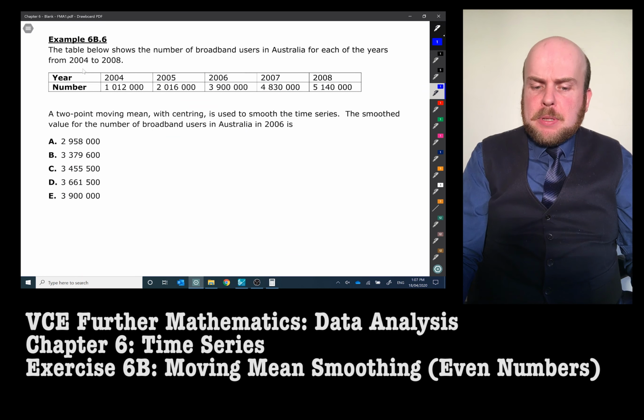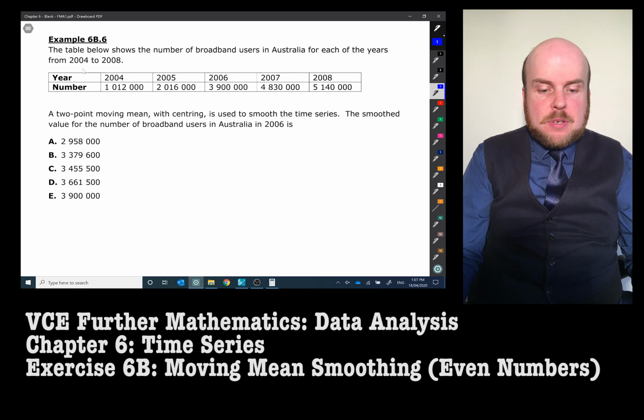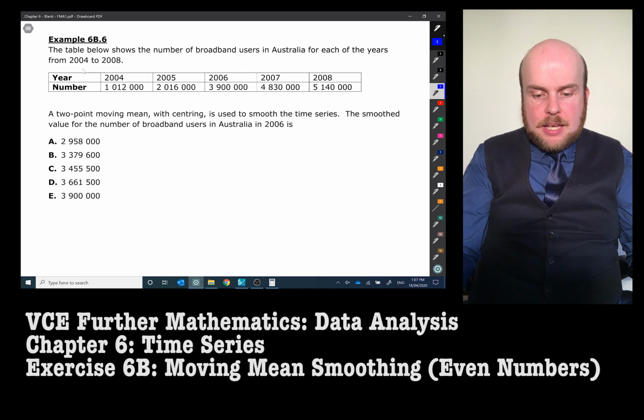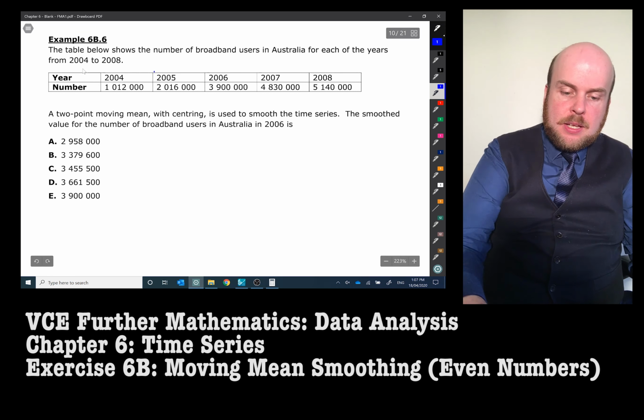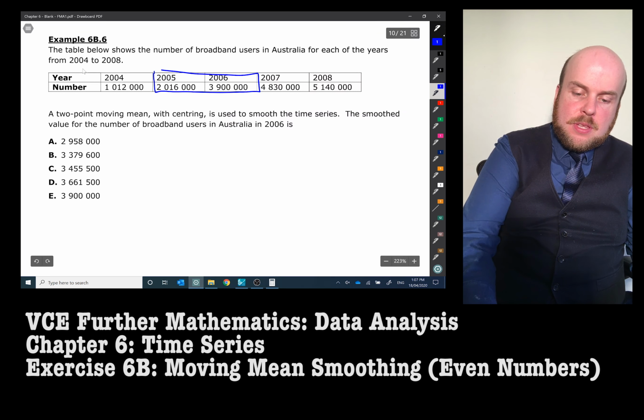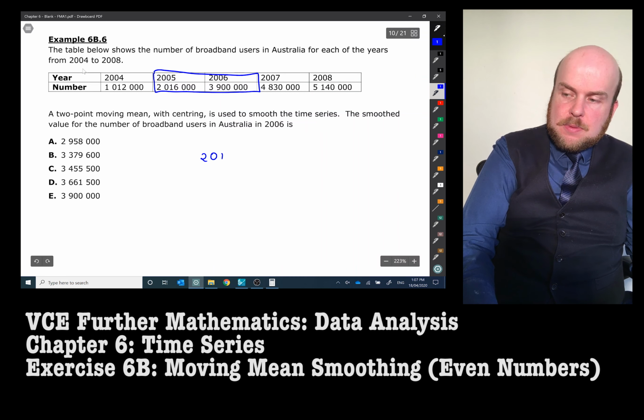6b.6. The table below shows the number of broadband users in Australia for each of the years from 2004 to 2008. A 2-point moving mean with centering is used to smooth the time series. The smooth value for the number of broadband users in Australia in 2006 is... Okay, so we need 2 mean smoothing. So we're going to do this. And so that's going to be the first one.